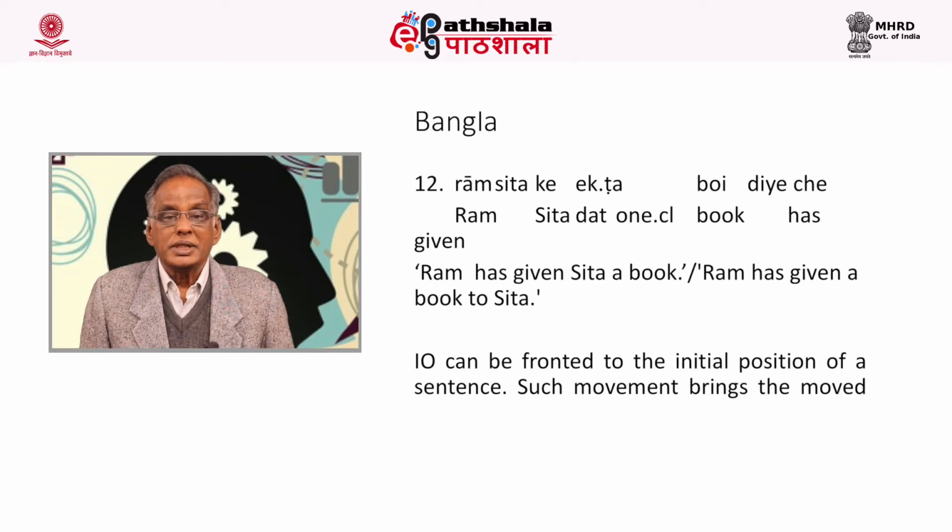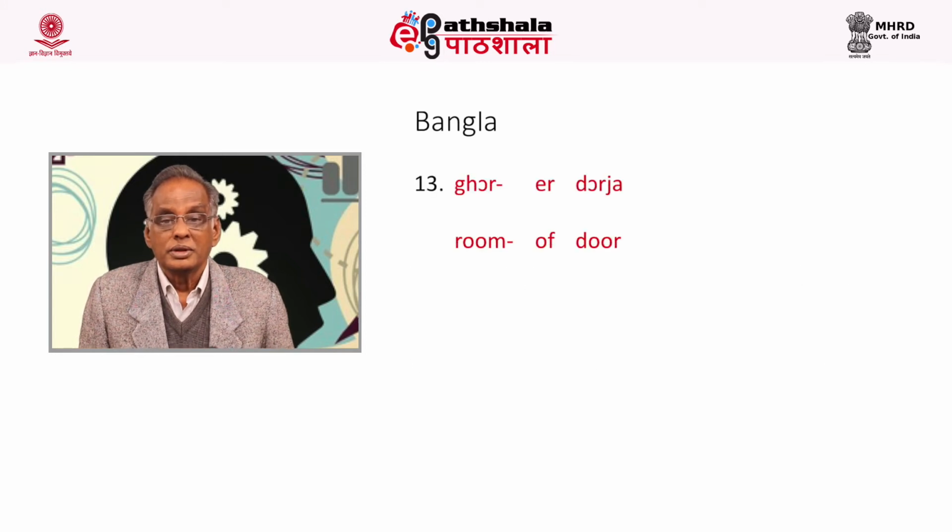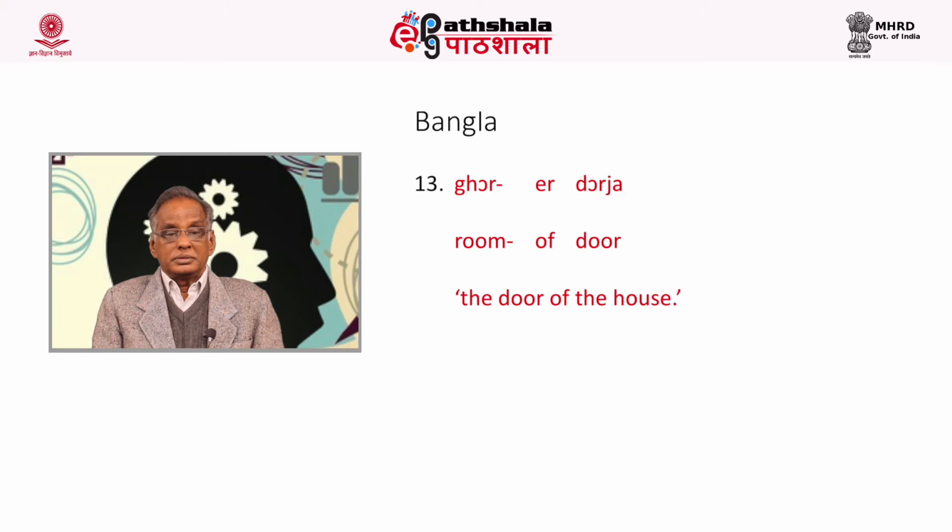In all Indo Aryan languages, the genitive precedes the governing noun. For example, Ghorer Darwaja, room, genitive, door in Bangla. Note that Dorja, door, can occur on its own, whereas Ghorer cannot occur unless the room is there. Hence, Dorja, door is the governing noun or head, and the genitive precedes the governing noun. In 13, Ghorer Dorja, the door of the house.